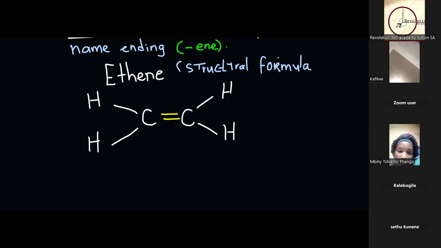So if they ask you to say what is an alkene? Alkenes, you must know that they are the unsaturated hydrocarbons. So now we are dealing with alkenes. You must write somewhere to say alkenes. By now, you must understand that alkenes are what? Alkanes are saturated hydrocarbons, but alkenes are what? Unsaturated hydrocarbons.